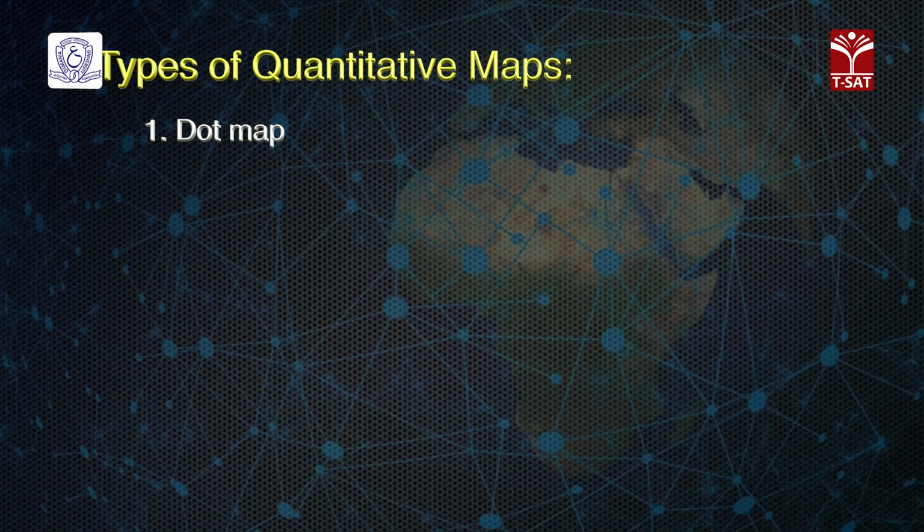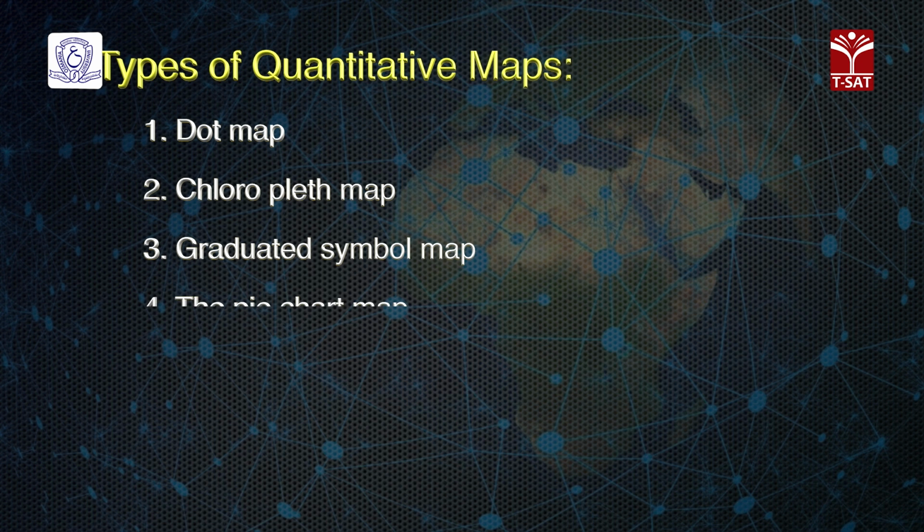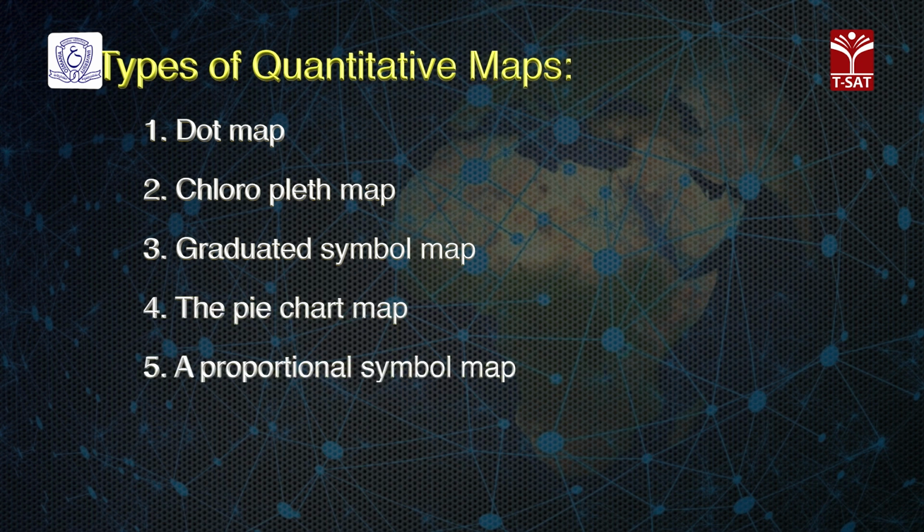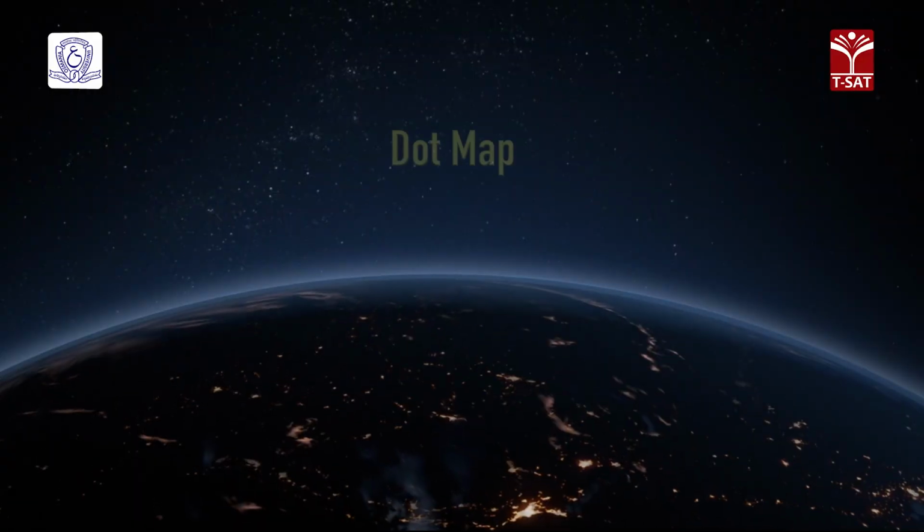Types of quantitative maps. There are 6 different types of quantitative maps. They are the dot map, choropleth map, graduated symbol map, the pie chart map, proportional symbol map, and the isarithmic map.